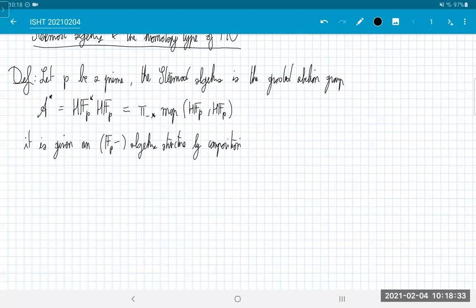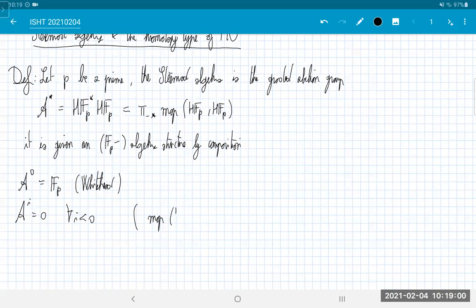So the zero-degree part is, as it's easy to see, F_p, by Whitehead or many things, and we have seen that endomorphisms from HF_p to HF_p. And there are no things in negative degree, which is the reason for this cohomological indexing convention, because we have seen A^i is zero for all i less than zero, because maps from HF_p to HF_p is the same thing as maps in infinity groupoids from F_p to F_p, which is discrete. So there are no positive homotopy groups here.